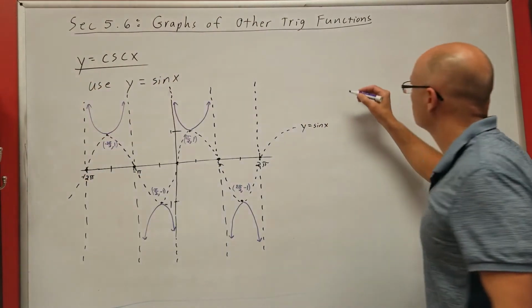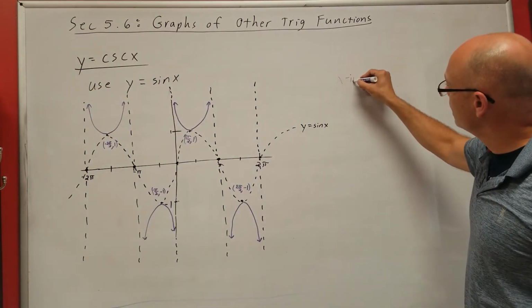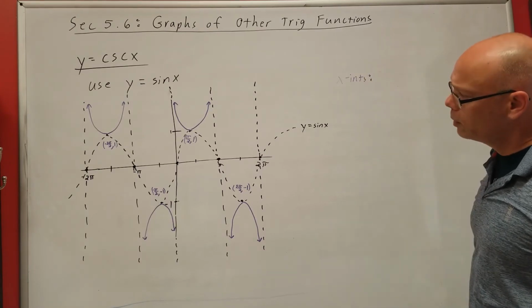All right, let's talk about the vertical asymptotes and the x-intercepts. So you're going to have x-intercepts, and where are they going to appear?